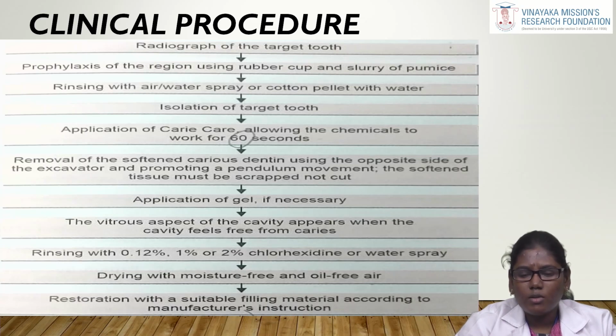Here, removal of softened carious dentin is done using the opposite side of the excavator with a pendulum movement, and the softened carious lesion must be scraped out. If necessary, reapplication can be done if any softened carious lesion is found in the cavity, and make sure that a vitreous aspect of the cavity appears, which indicates the cavity is free from carious lesion. Followed by that, rinsing with chlorhexidine or water spray and drying with moisture-free or oil-free air, and finally moving on to the restoration procedure with a suitable ideal filling material according to the manufacturer's instructions, and finishing the cavity.